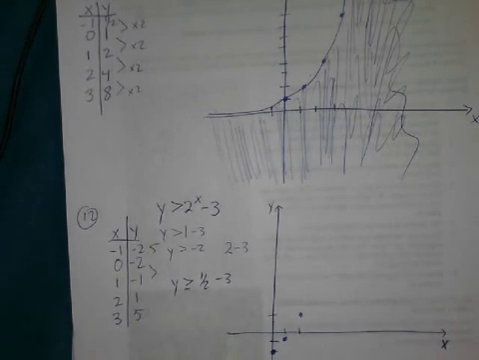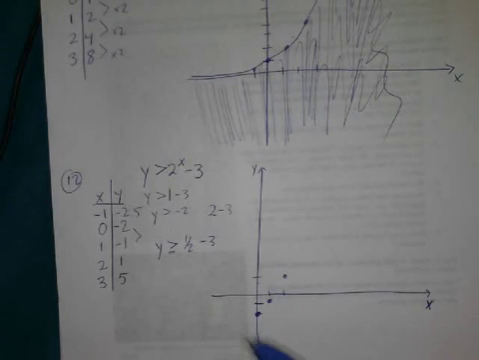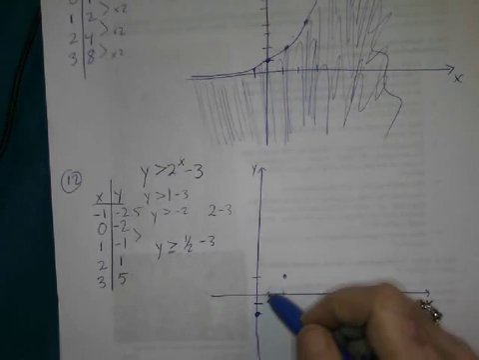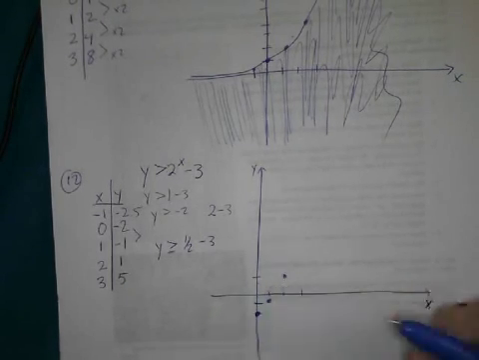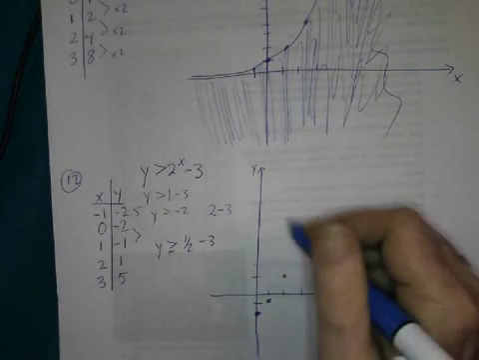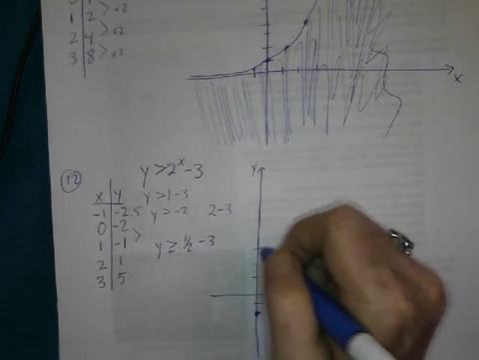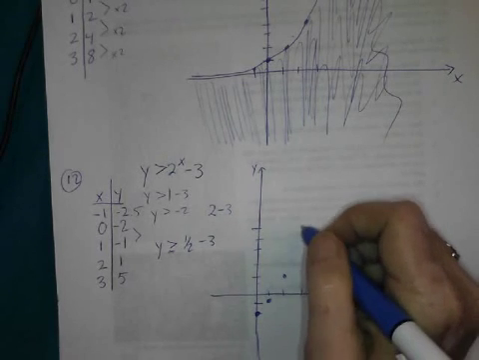Can you see all this? 2, 1. So 3, 5. 1, 2, 3. 1, 2. My scaling's off. 1, 2, 3, 4, 5. Let's just say it's not drawn to scale, okay?